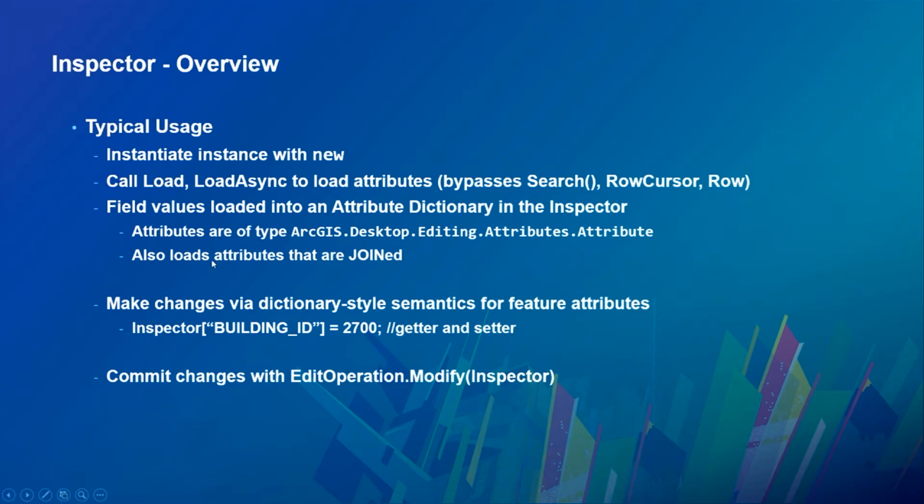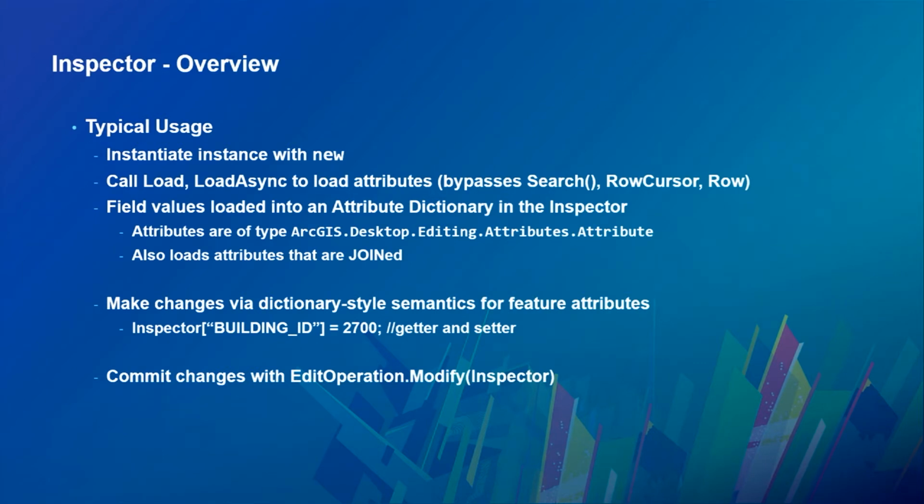Another big thing here is it loads attributes that are joined. So if you have a joined table that you're loading into the inspector, it takes care of that for you, so you don't have to do any weird syntax for any relates or joins. It'll just load those into the inspector, and you can reference those field names as a fully qualified name. So it'll be table dot whatever it happens to be, that particular field.